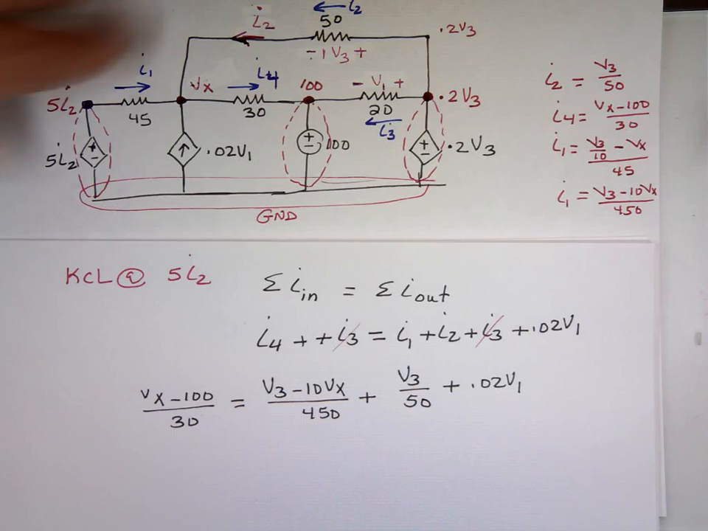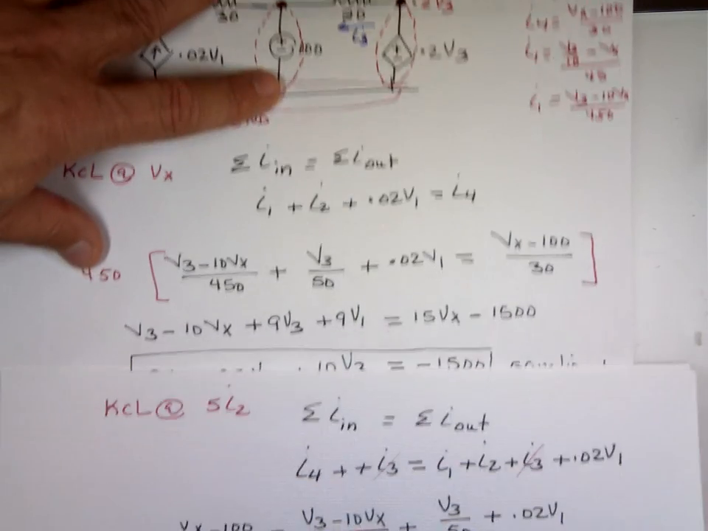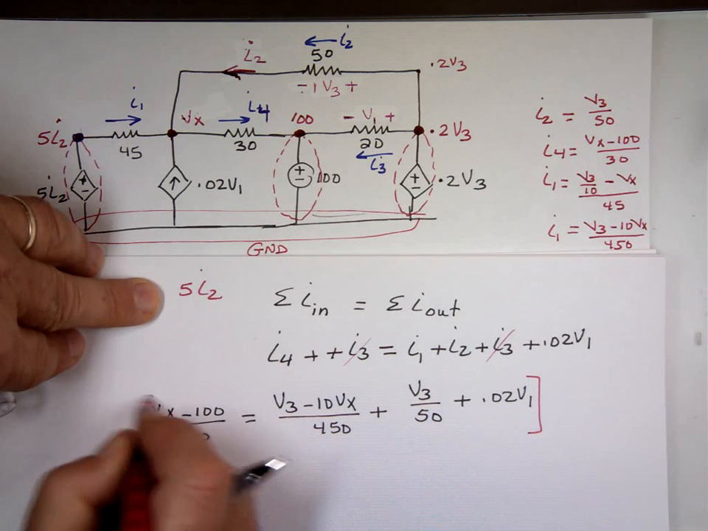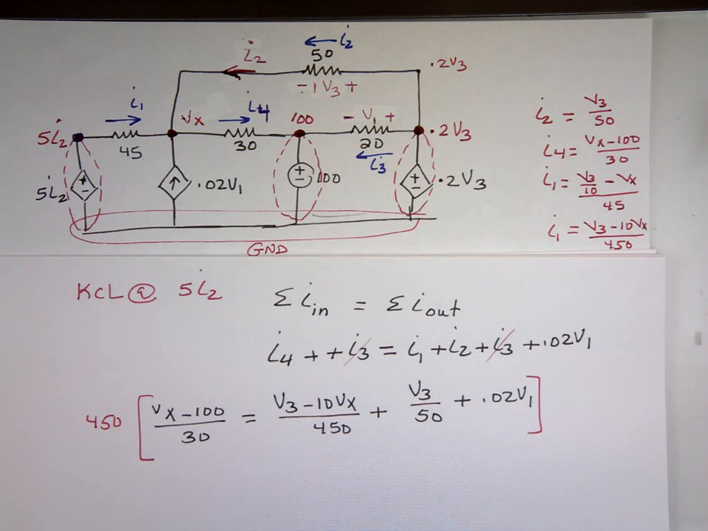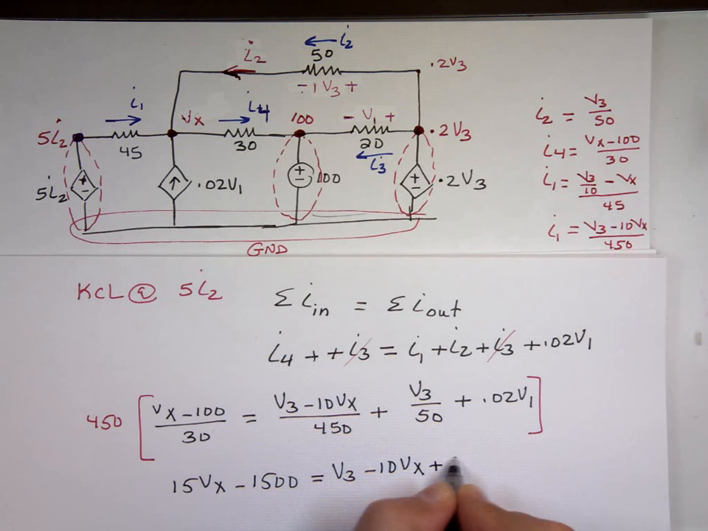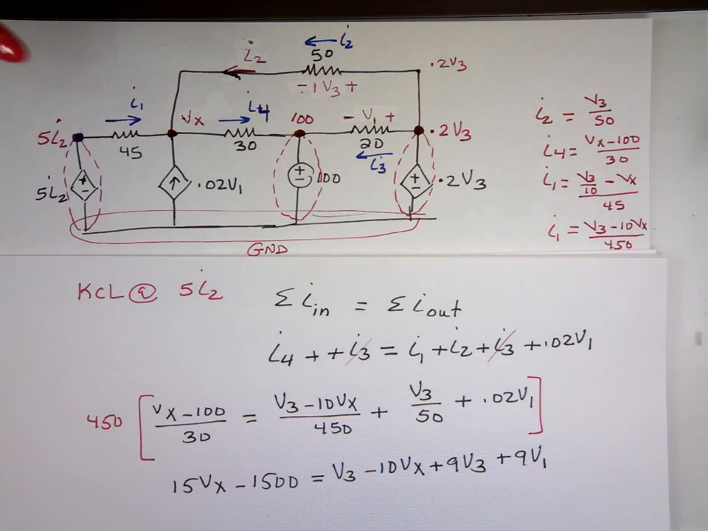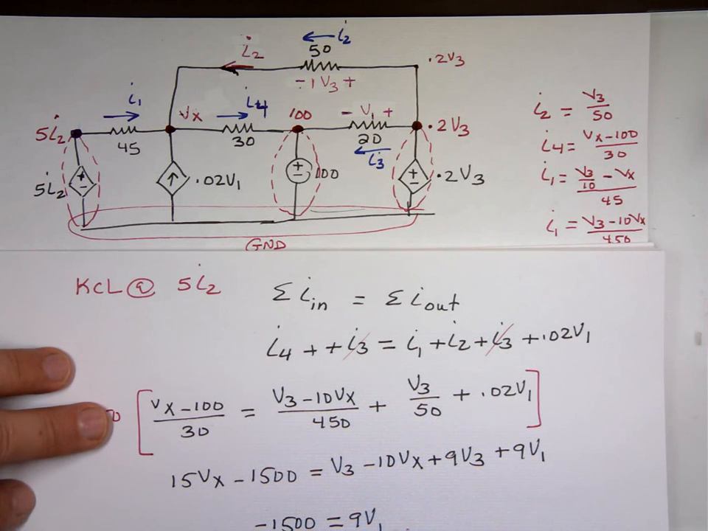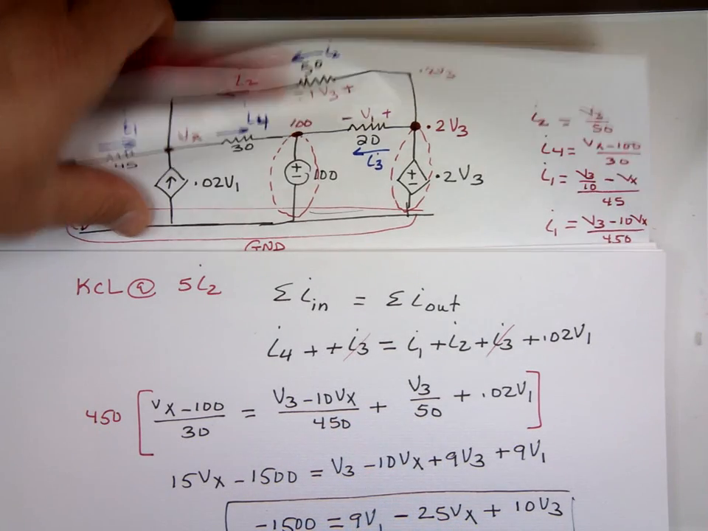Wait, does that look like the same equation? Let's clean it up and see what happens. Is that 15 now? 15 units. Same thing, right? No, maybe. Let's see. 9 V1. How many Vx's? Negative 25 Vx, right? And plus 10 V3. Wait a minute. That looks familiar, doesn't it? Does that look like the same equation?